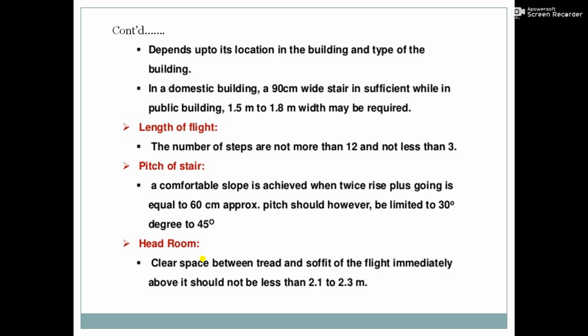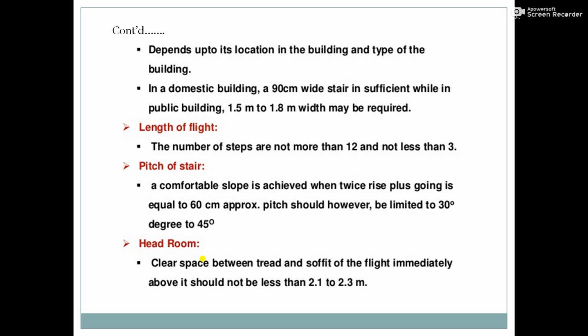Then the pitch of the stair. A comfortable slope is achieved when twice the rise plus the going is equal to approximately 60 centimeters. Pitch should, however, be limited to 30 degrees up to 45 degrees. That means the inclination of the flight we provide for the staircase should be from 30 degrees to 45 degrees, so that the difficulty while climbing it is minimal.